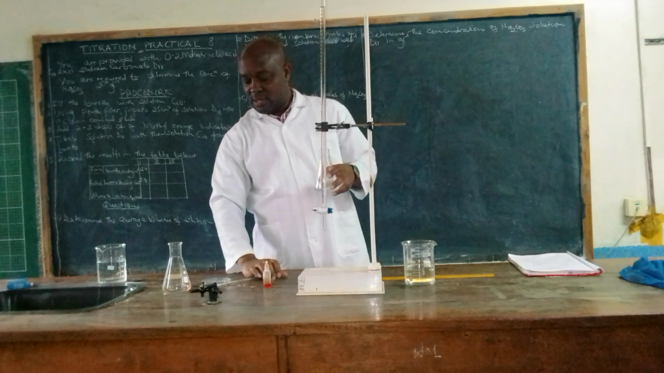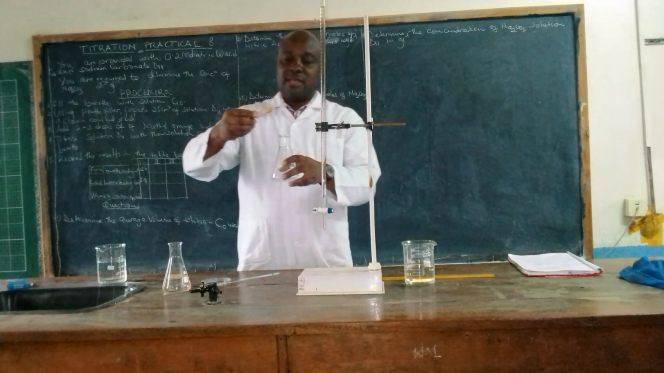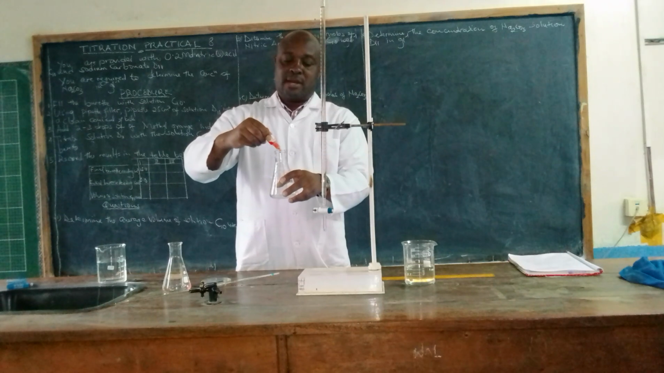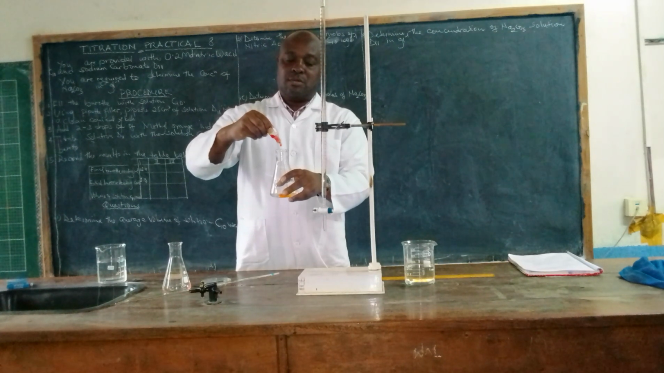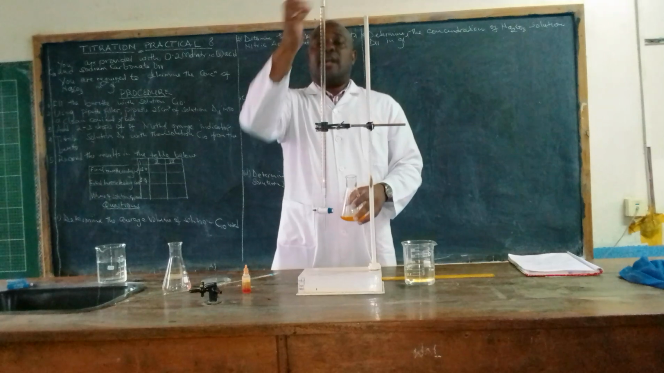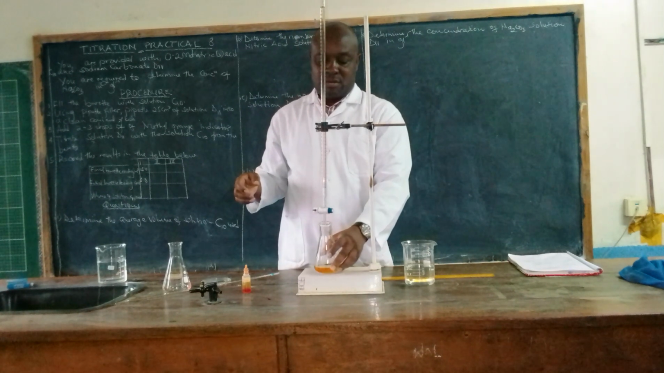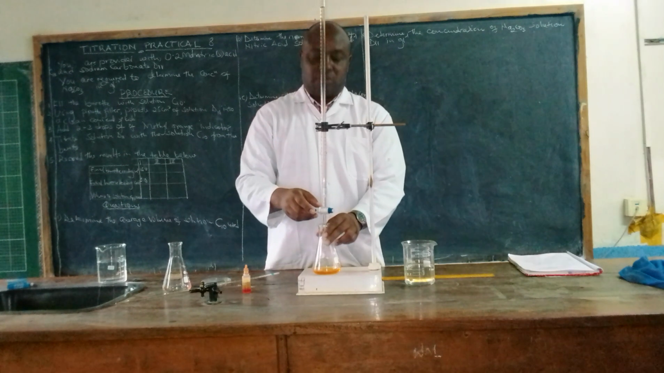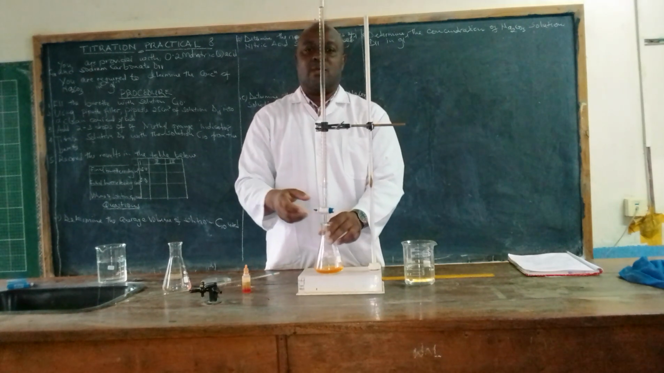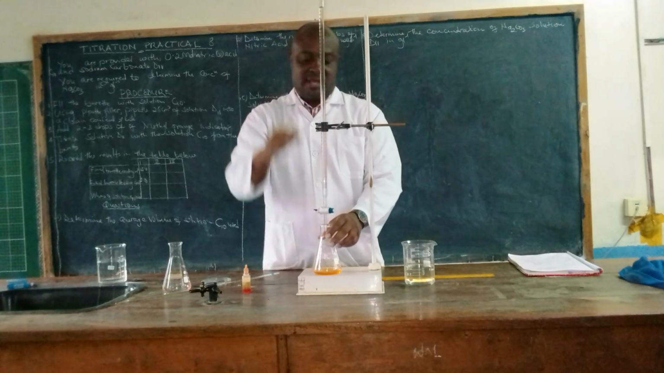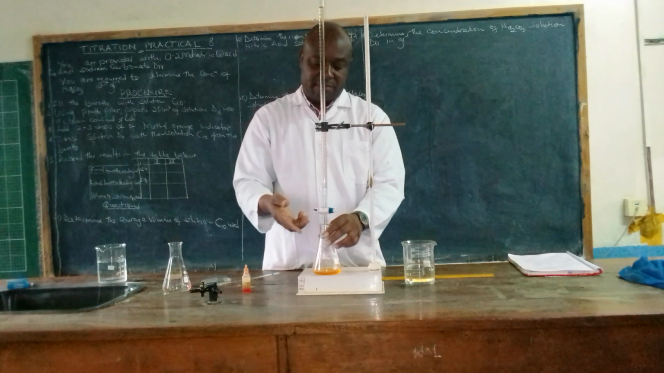Then after that, we are also going to put the indicator, which is methyl orange indicator. It's here. Put 1, 2, 3 drops of the indicator. So we are starting at the 0 meniscus, the 0 mark. Since we know that our color change will come at around 13, 14, 15, you are not supposed to waste a lot of time titrating.